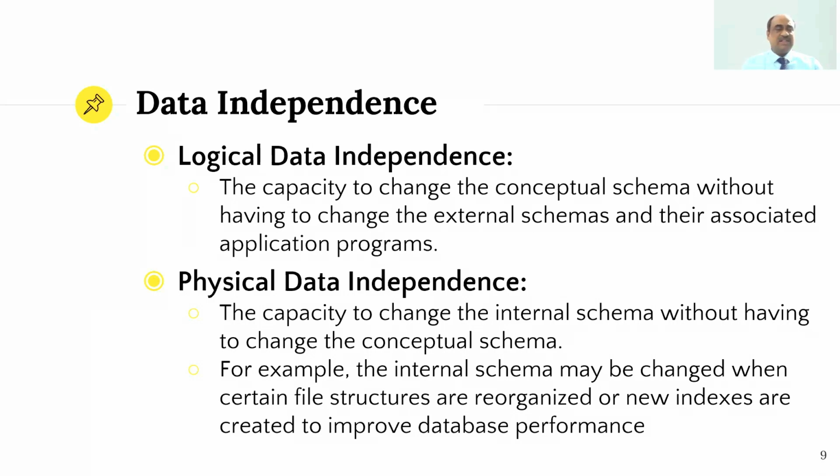So what do you mean by data independence? A simple definition of data independence says that the ability to change the schema of one level without affecting the schema of another level is called data independence. What do you mean by schema? I already told you, the design of a database. If I am able to change the design of a particular level without affecting the schema of another level, it is called data independence. Based on the three schemas, internal schema, external schema, as well as the conceptual schema, we have two types of data independence. The first one is called logical data independence, and the second one is called physical data independence.